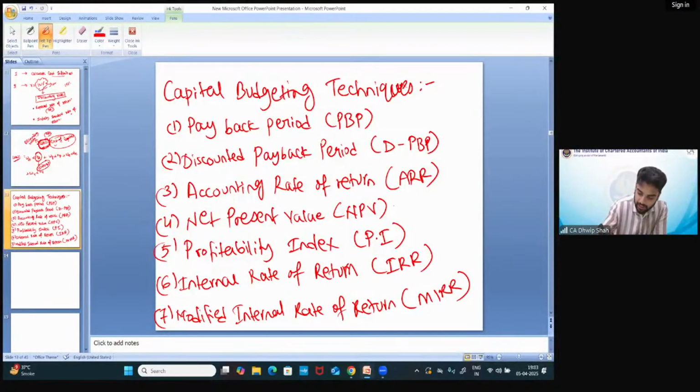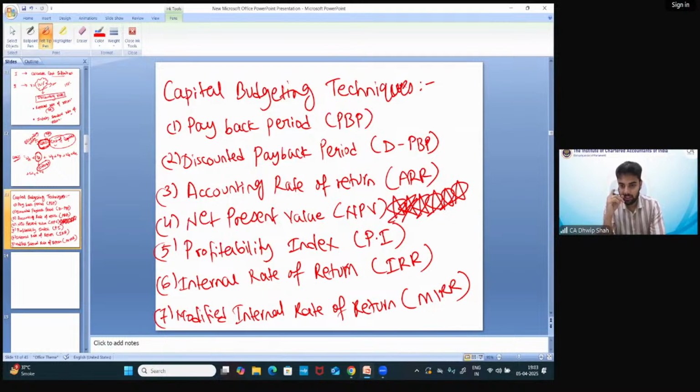But the highest weightage is given to the NPV technique, because this is more practical and logical than all the techniques. Are you following? So please take a screenshot of these 7 techniques and remember the short forms, because henceforth we will be using short terminologies. We will not write entire payback period. We will just write PBP. Done? Can I proceed?